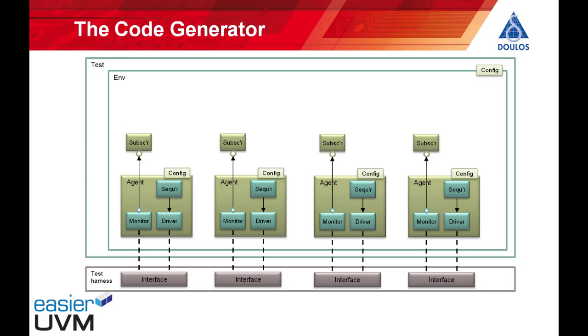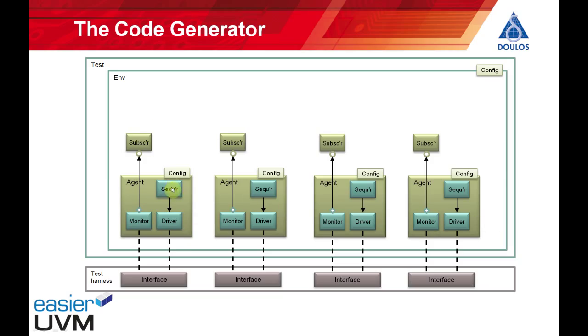If we move sideways a little bit and have a look at the Easier UVM code generator, the code generator will of course generate this kind of structure based on a set of template files and include files that you provide. So the idea within the code generator is that you provide template files for each of your interfaces, and the code generator is going to generate the structure seen here for each of the interfaces.